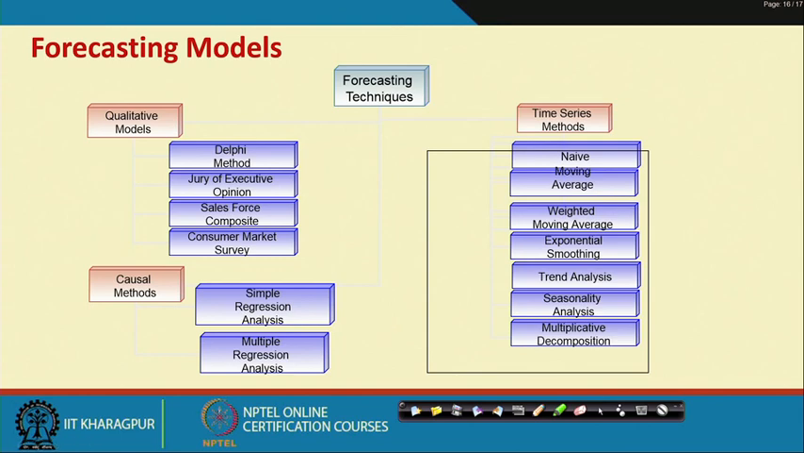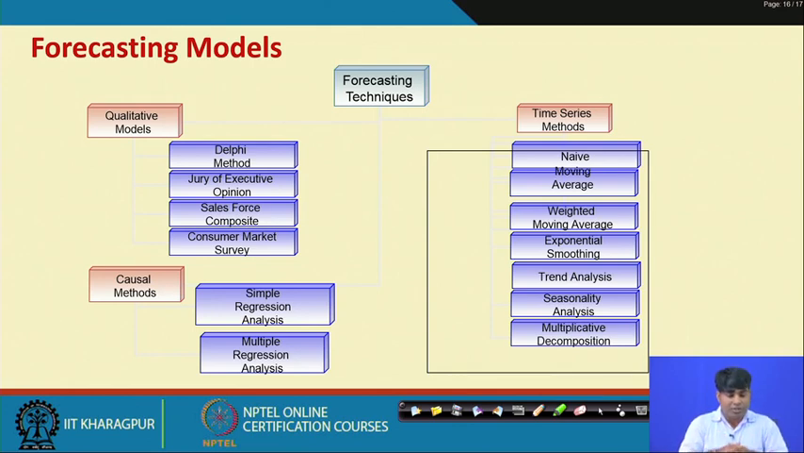Technically, we have here detailed classifications of the forecasting techniques. So, we have three groups, or we can say a set of three baskets. The first basket is qualitative models, the second basket is the causal methods, and the third basket is the time series methods.